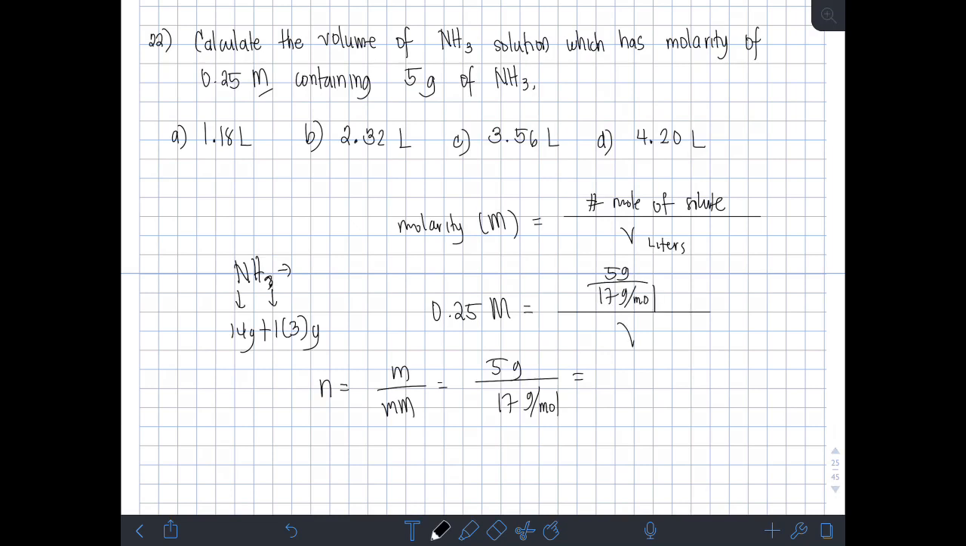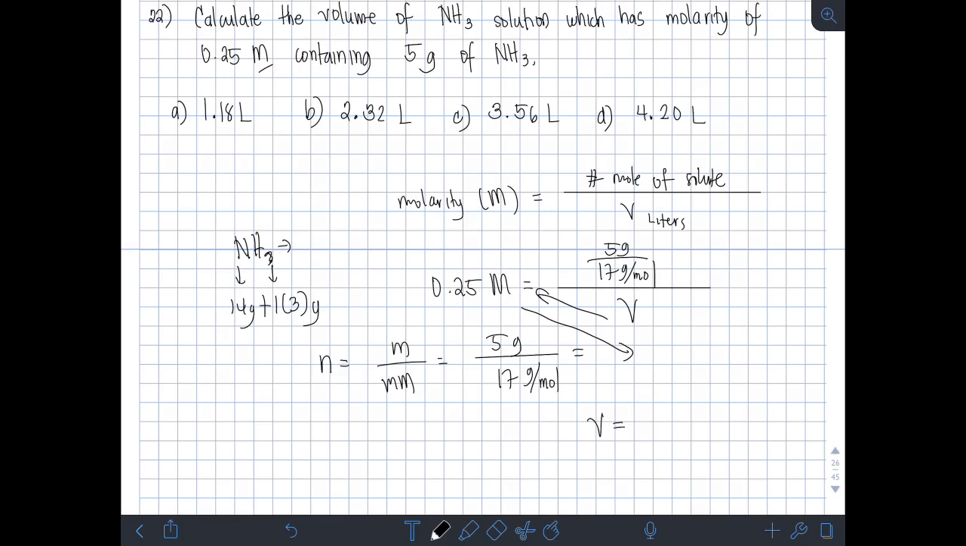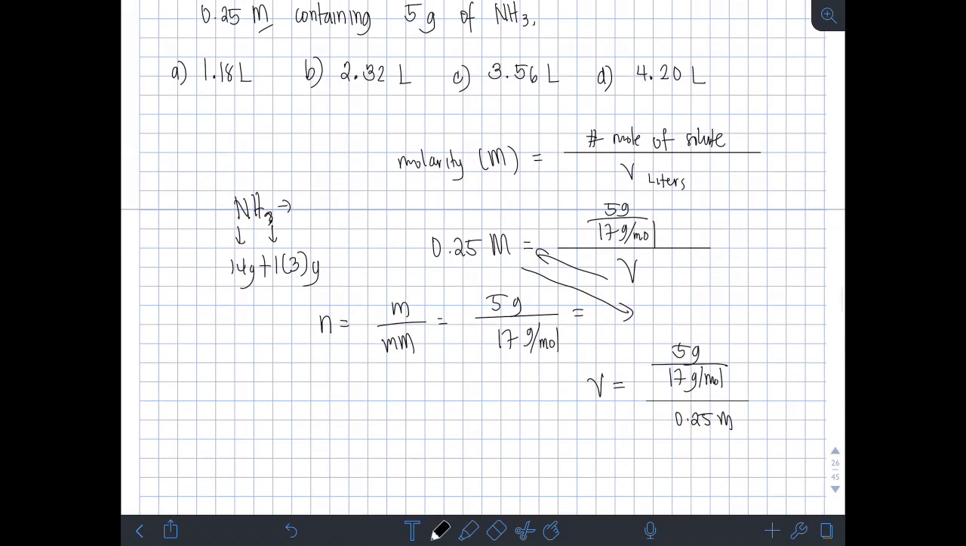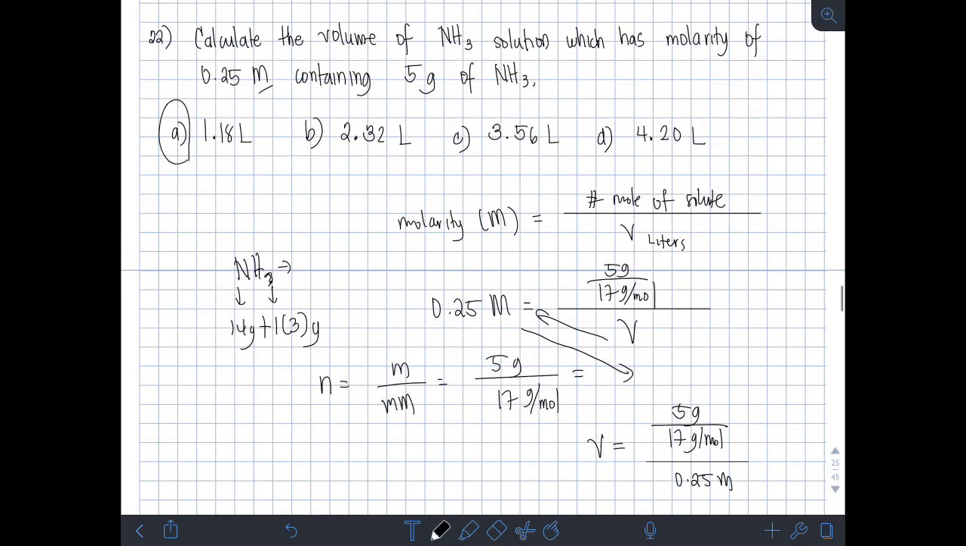Then unknown yung volume. So, therefore, pag kinuha natin yung volume, cross-multiply dito si volume sa kabila, sa left, pataas, then cross-multiply pababa si 0.25 molar. So volume is equal to 5 grams divided by 17 grams per mole divided by 0.25 molar. Using calculator, ang masasolve nating value is 1.18 liters. So the answer is letter A.